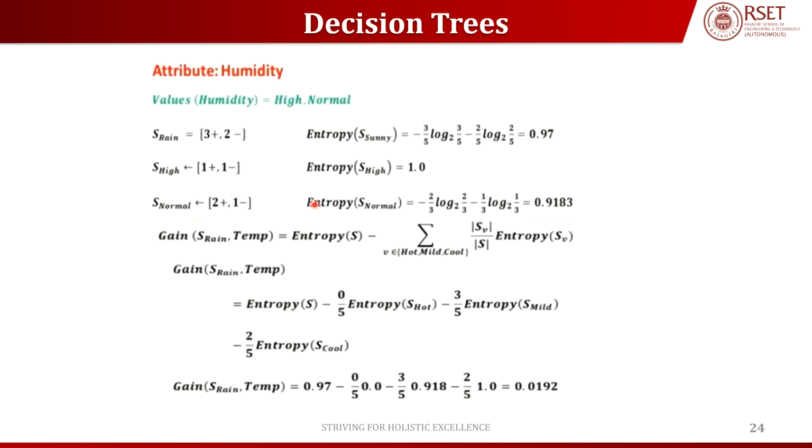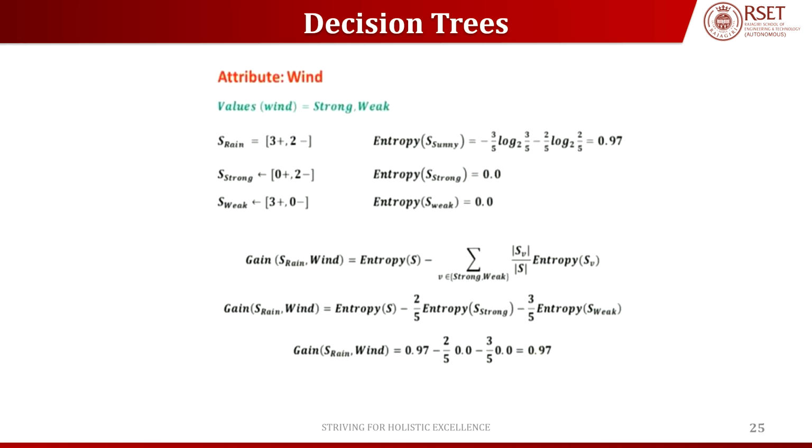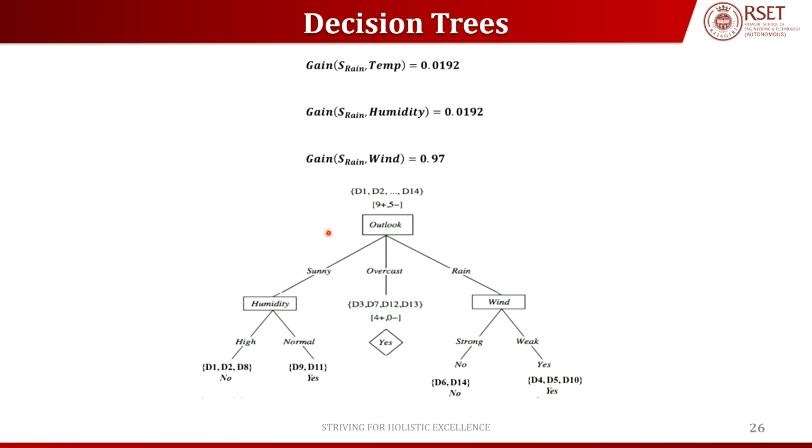Then next is for wind, we are getting 0.97 as the gain value. So if the outlook is rain and the wind is weak, then the answer will be yes. And if the outlook is rain and wind is strong, then the answer will be no.